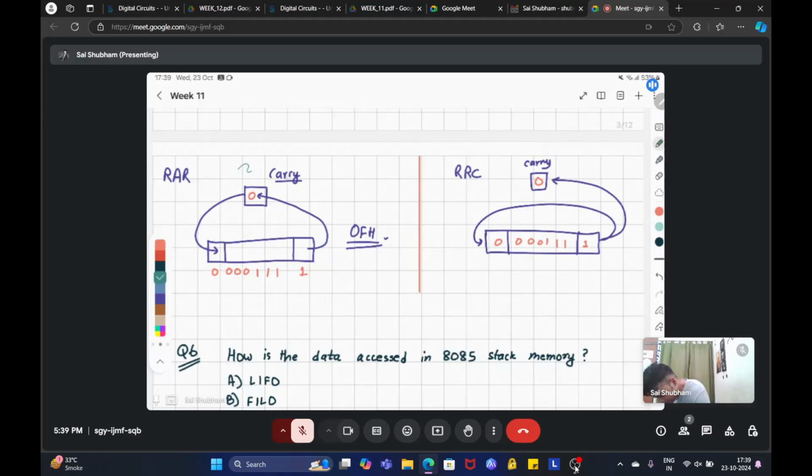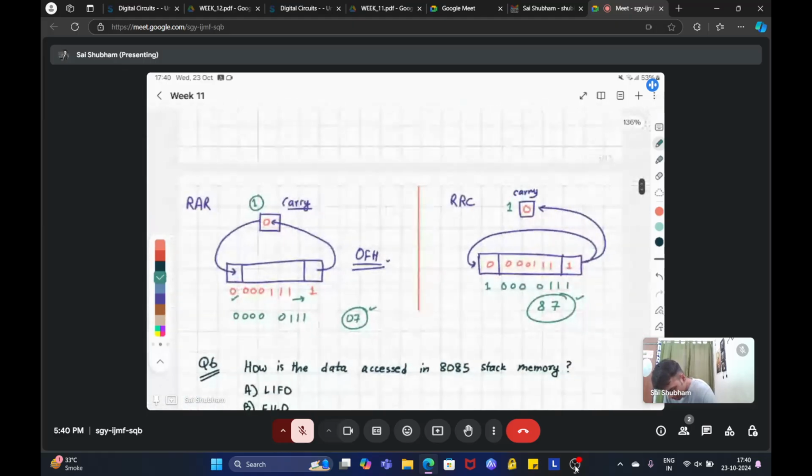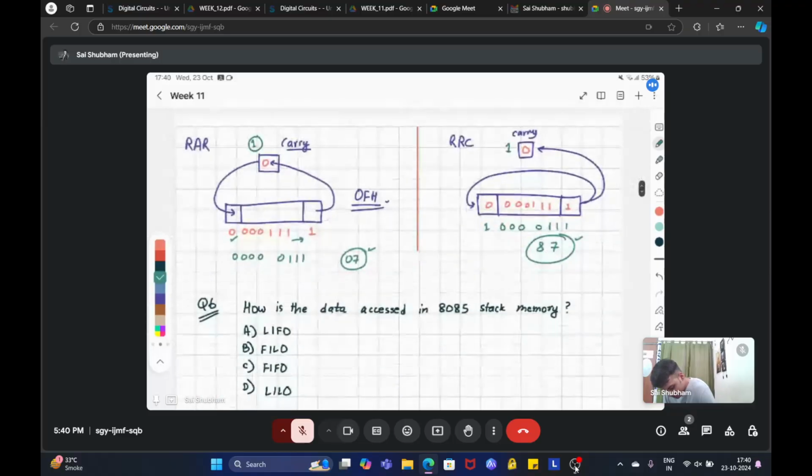So this one will go into carry, and the carry content will come over here, and there will be a left shift. So this content will be 0 0 0 0 0 1 1 1. This is 07. In this case, what will happen? The content will go into carry, and the content will come over here as 1 0 0 0, and it will be 0 1 1 1. So it will be 7, and it is 8. So 87. So the answer is 07 and 87. So the answer is C.